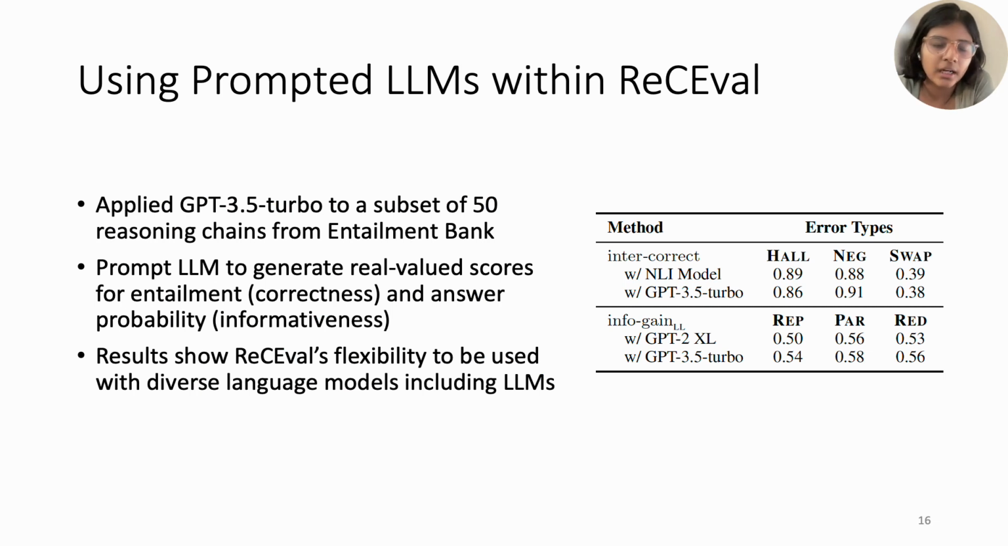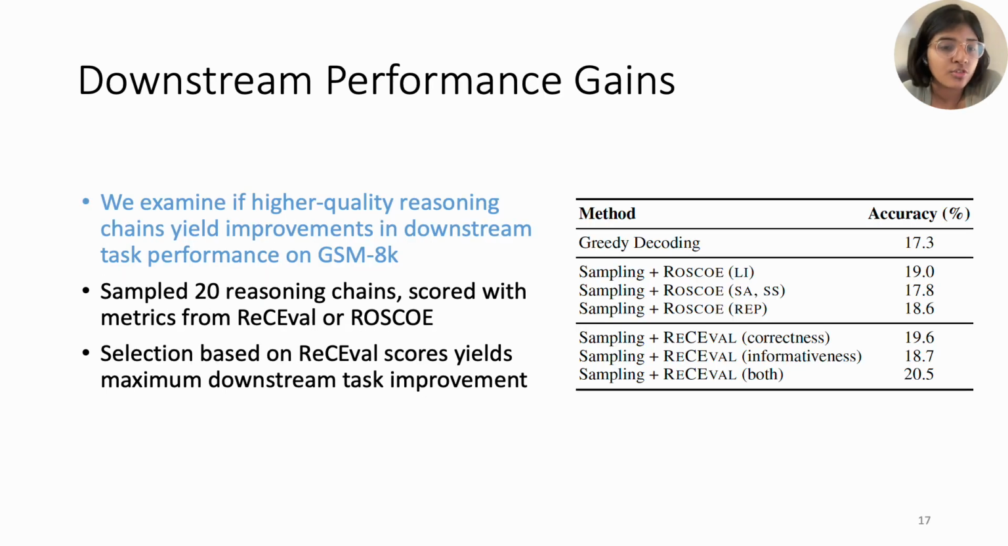Next, we show that prompted large language models can be incorporated within ReCEval by prompting the LLMs to generate real-valued scores for correctness and informativeness as shown in this table. This shows the flexibility of ReCEval to be used with diverse language models. Finally, we study whether scores from ReCEval can yield downstream improvements in task performance on the GSM8K dataset. As this table shows, selection and ranking based on ReCEval scores yields the maximum downstream task improvement.